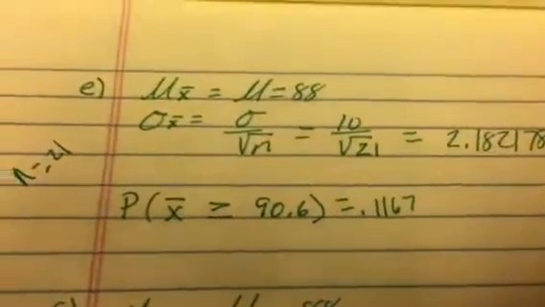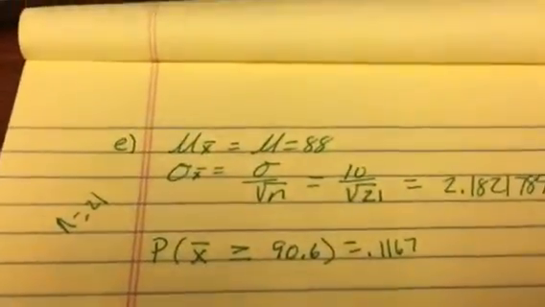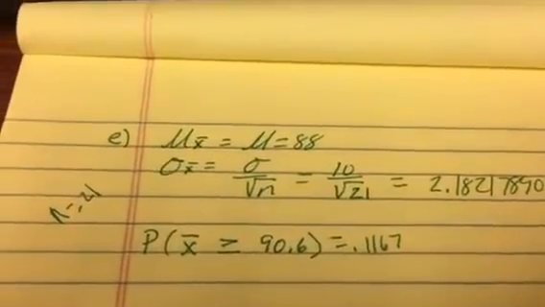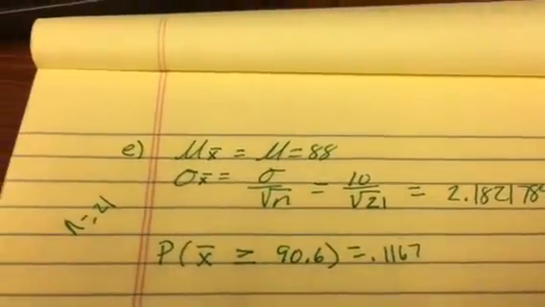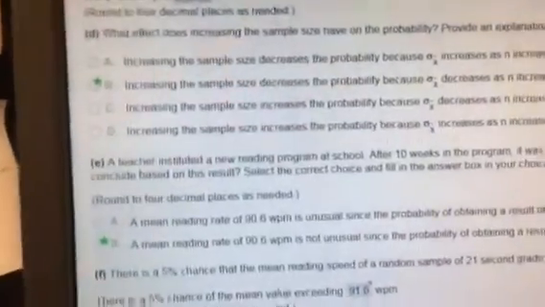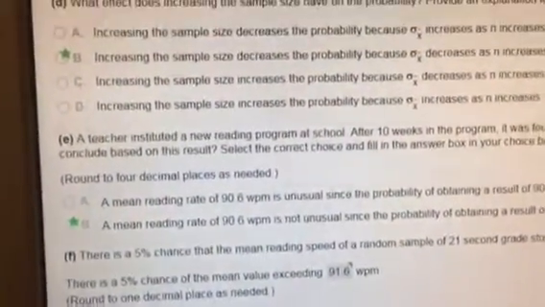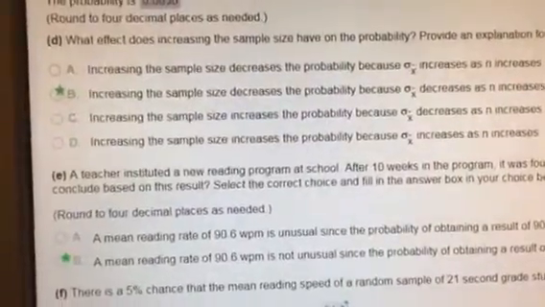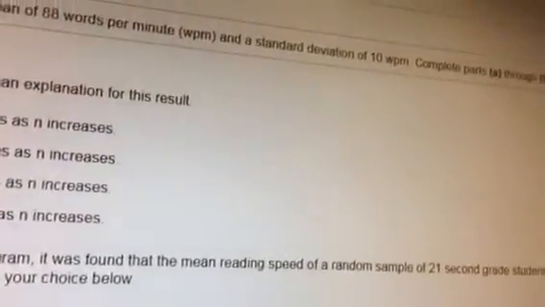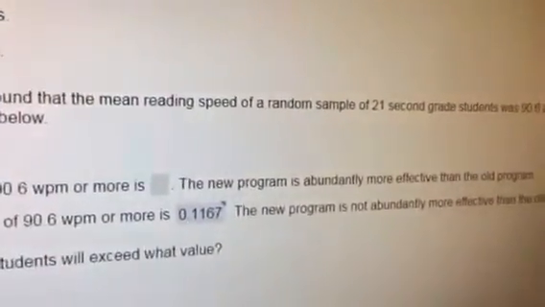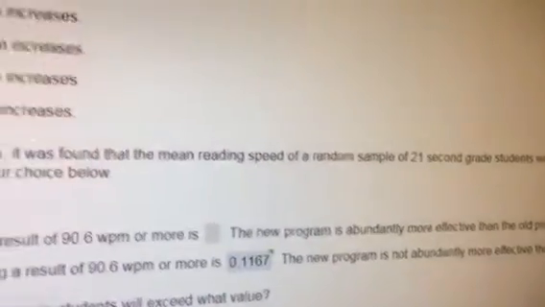Now, notice that is not unusual, because it was not less than 0.05. But we're saying 11.67% of the time, if you have samples of size 21 of second graders, their average reading will be greater than 90.6. So her project did not seem to change much. So it says a mean reading rate of 90.6 is not unusual. If it had been less than 0.05, we would have said yes, it was. So the new program is not abundantly more effective than the old program.